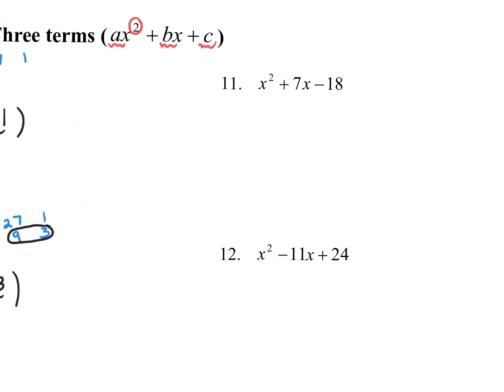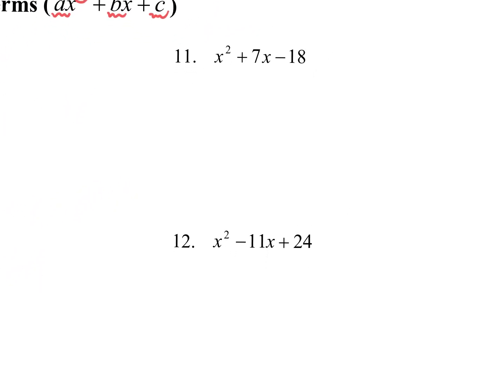All right, number 11. I have a trinomial, so we break that. We have an x and an x. It's time to drop it like it's hot. Okay, look at our two signs. I have a positive and a negative. So when you multiply that, you're going to get a negative.